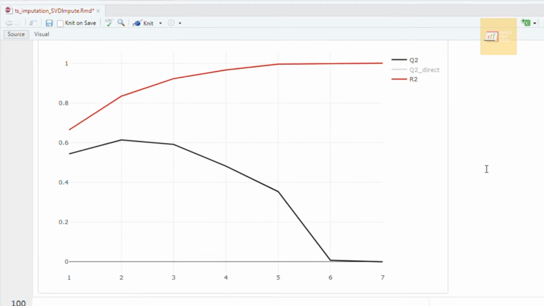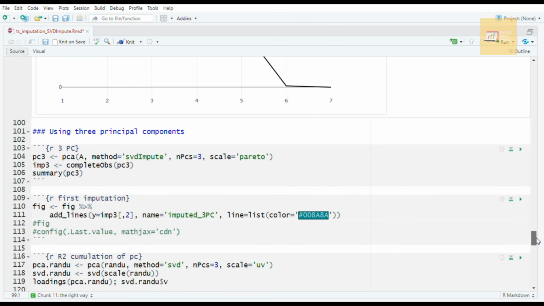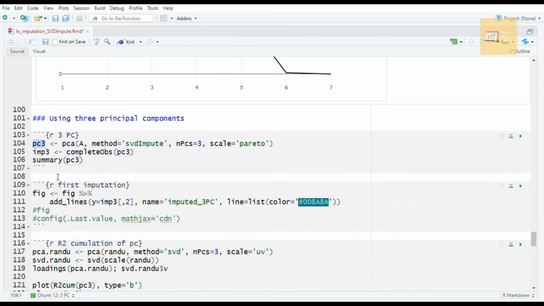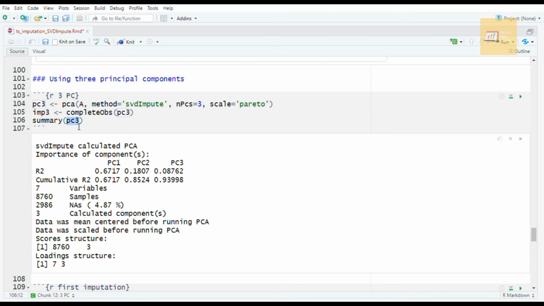Okay, now the next thing I'm going to do is running the PCA function twice. The first is using 3 principal components and then 2. After running the PCA function, I store the object in PC3. That means I'm using 3 principal components, and then put this object into the complete observation function to get the imputed data. Let's run this chunk. And then, yeah, we can get the summary of the object. This is quite similar with if we just run the PC3.